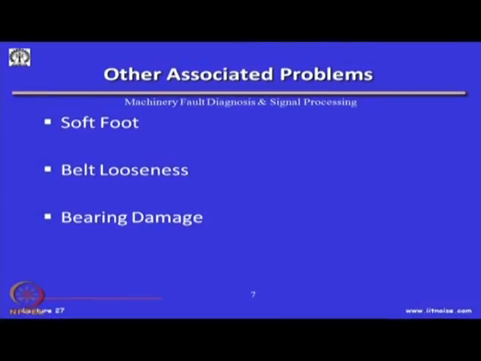So, associated problems like I told you, soft foot, belt looseness and bearing damages may occur. If these loose components go undetected, they will give excessive forces onto the bearings and then there will be problems. Okay. Bearings will eventually get damaged. So, one leads to the other, and that is the most important thing in condition monitoring. If you are not careful the very first time, the disease may develop into a more severe disease and it will be difficult for somebody to diagnose.